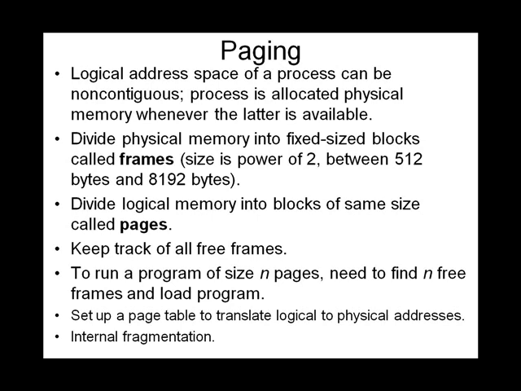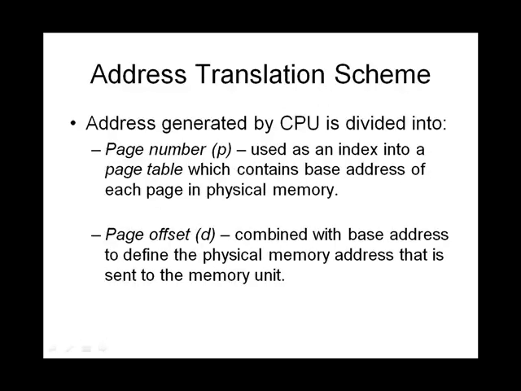We have to keep track of all the free frames. Next we will come to know about the page table. Page table is the one which translates the logical address to the physical address. In this address translation scheme, there are two main parameters: one is the page number, another one is the page offset. Page number is P, page offset is D. The page number is used as an index into the page table, which contains the base address in physical memory. Page offset is the one which represents the limit, combined with the base address.